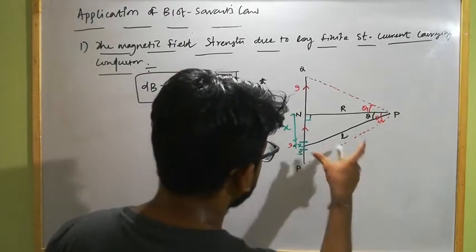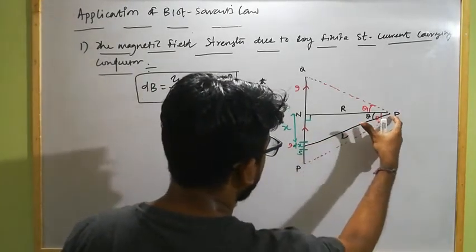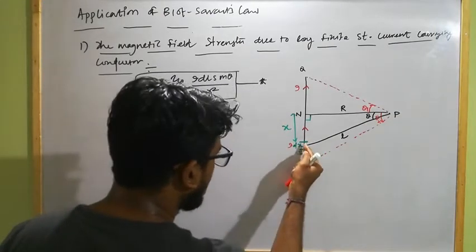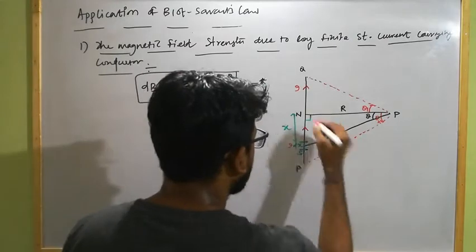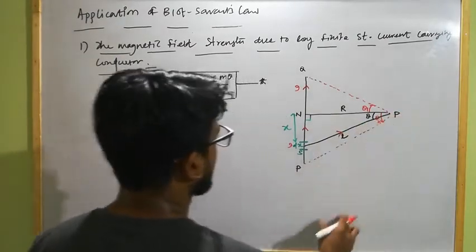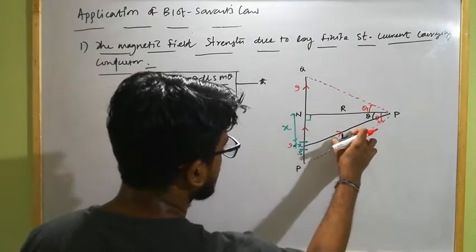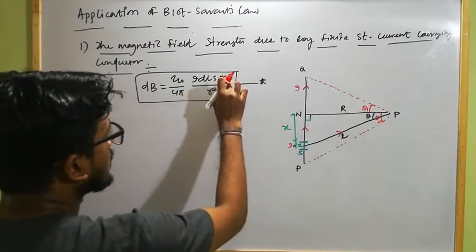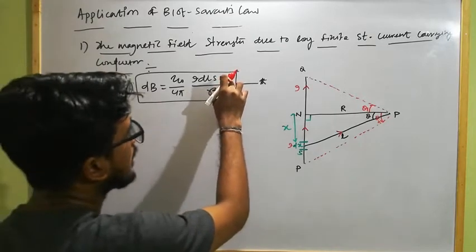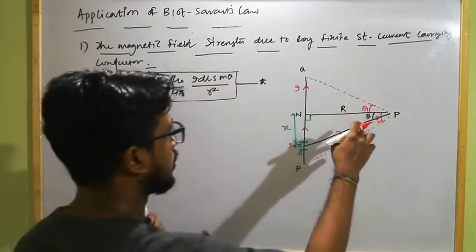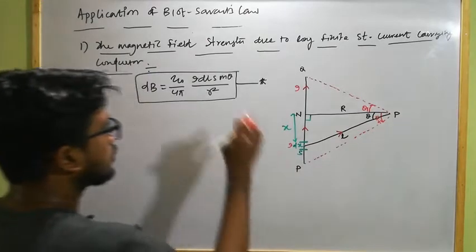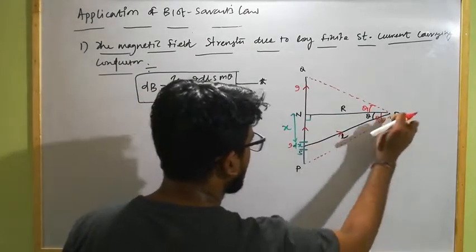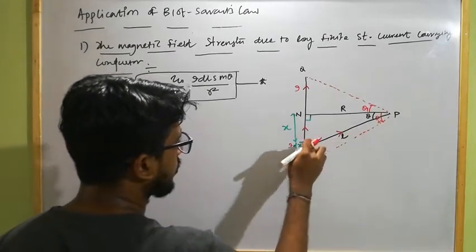Here this is the position vector of the point of observation P with respect to the current carrying element dx, this is the direction of the current carrying element, and this is the direction of the position vector, and the magnitude of the position vector is L. So what is the theta value? Here theta is the angle between the direction of the current carrying element and the position vector of the point of observation.